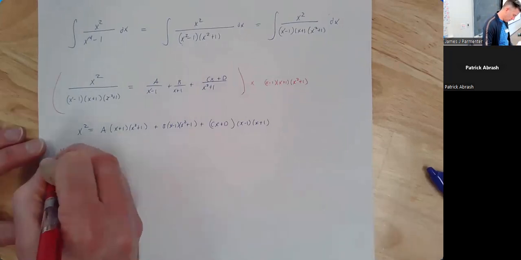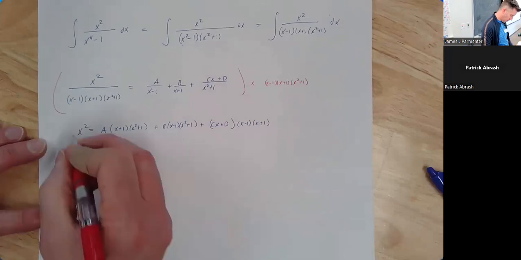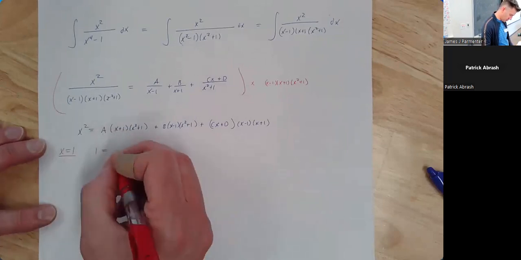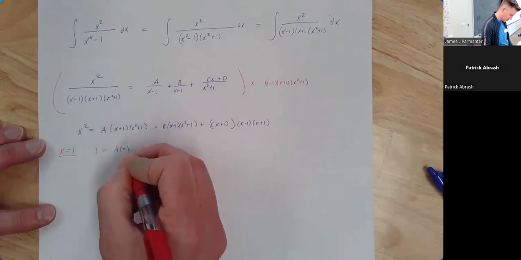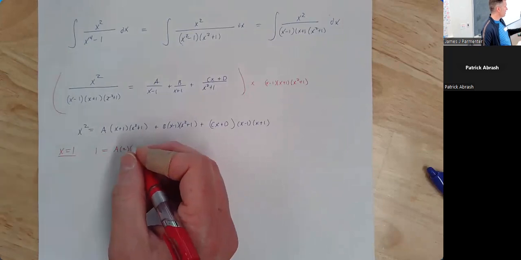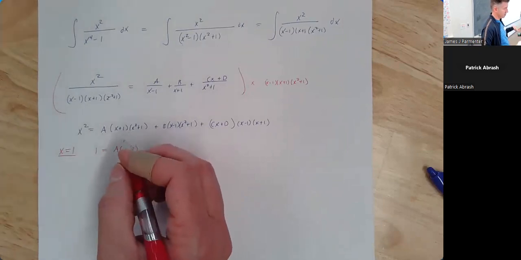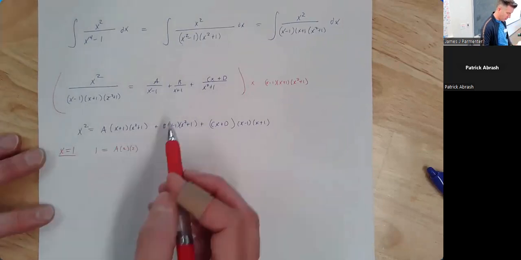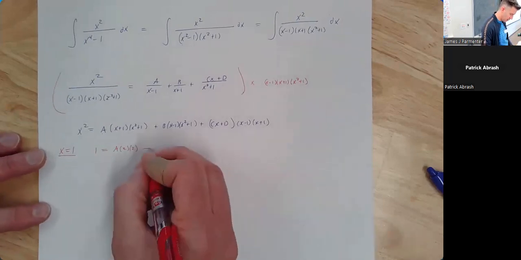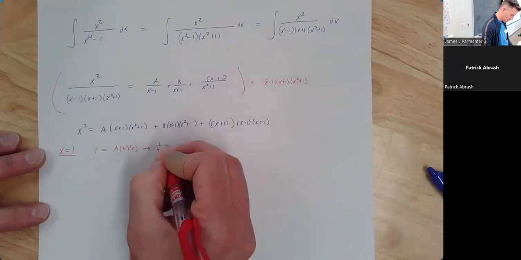x equal to 1. 1 on the left, A times 1 plus 1 is 2, times 1 plus 1 is 2, and the rest of the terms should be 0. So if you're using one of these convenient values and something isn't 0, it should mean the rest of them are. And they are. 1 minus 1 is 0, 1 minus 1 is 0. Cool. So you end up getting 1/4 is equal to A.